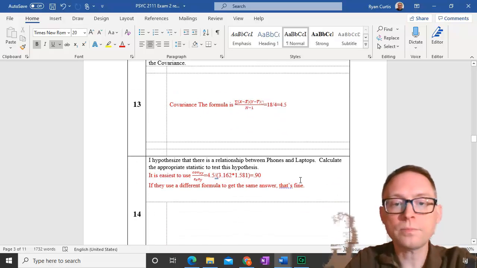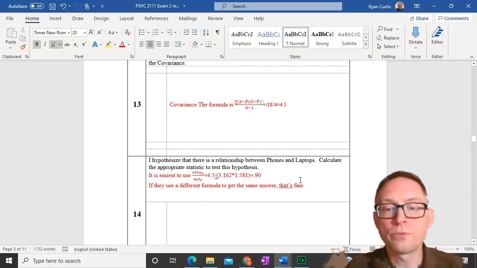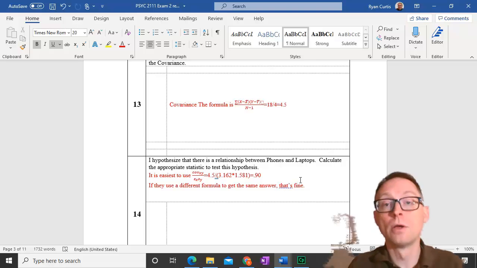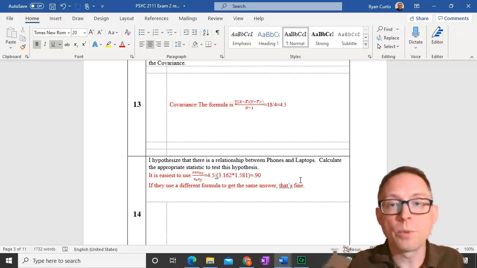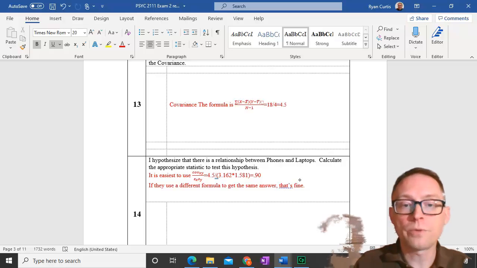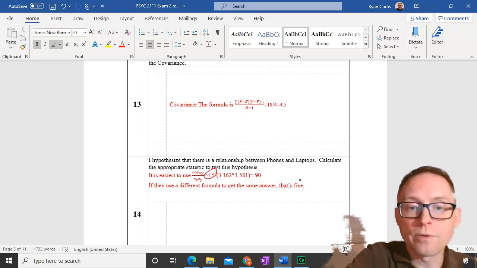I hypothesize that there's a relationship between phones and laptops. Good. Calculate the appropriate statistic to test this hypothesis. Now, you can do whatever you want, it doesn't matter, but we just barely calculated the covariance, right? And that was 4.5. So we've calculated a covariance of 4.5 already.